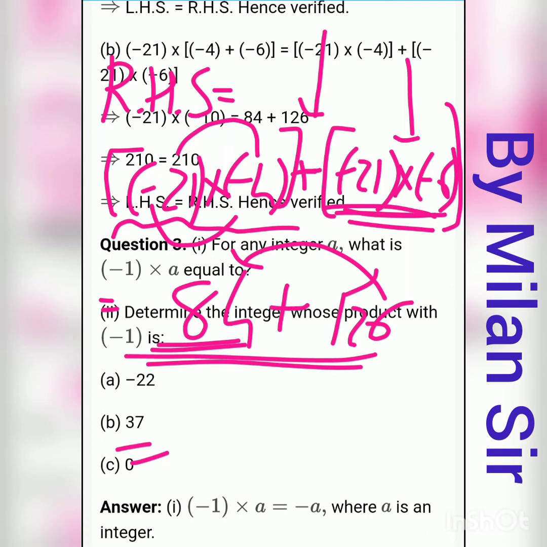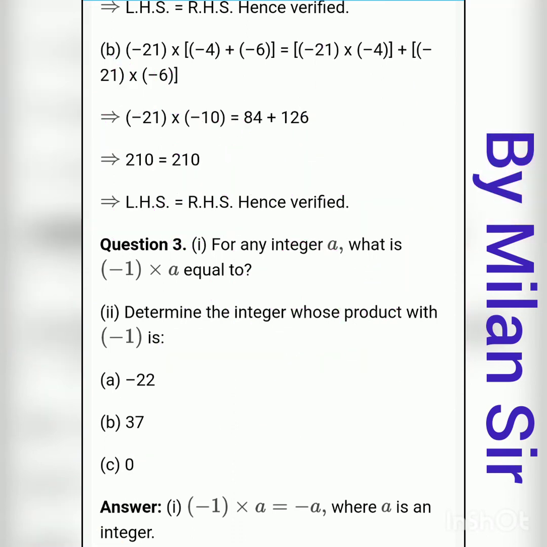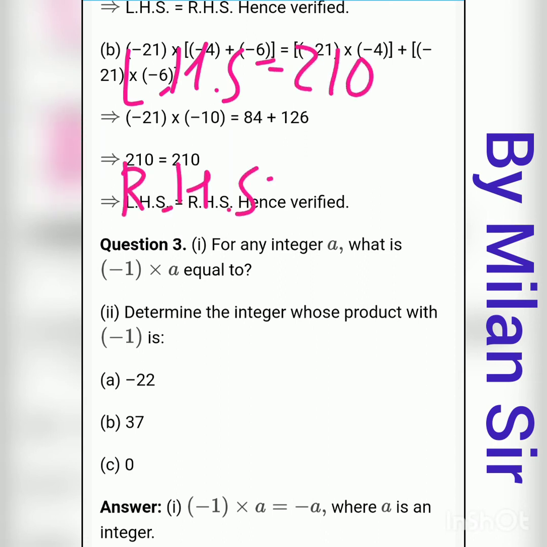126 plus 84: 6 plus 4 is 10, 0 and carry 1; 12 plus 8 is 20, plus 1, 210. So here also we get the answer 210. That means our left hand side is equal to 210 and the right hand side is also equal to 210. So in both cases we get the same answer.